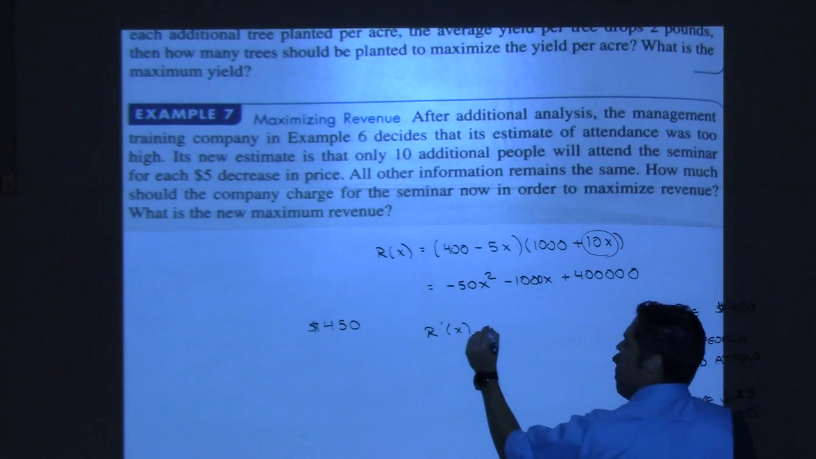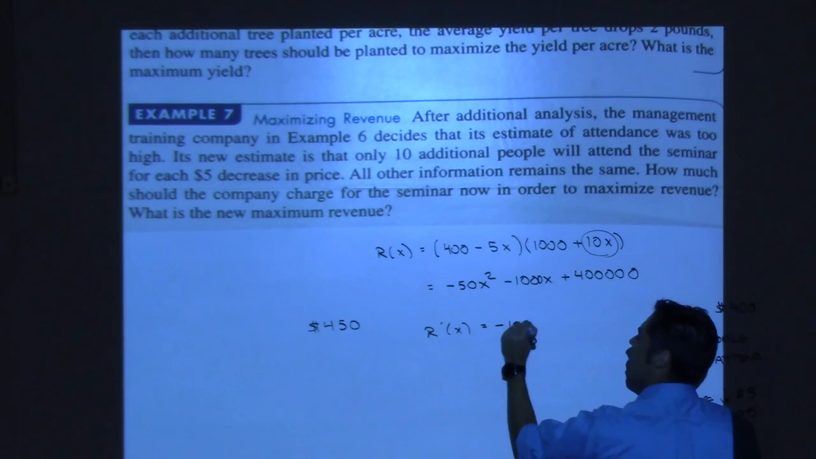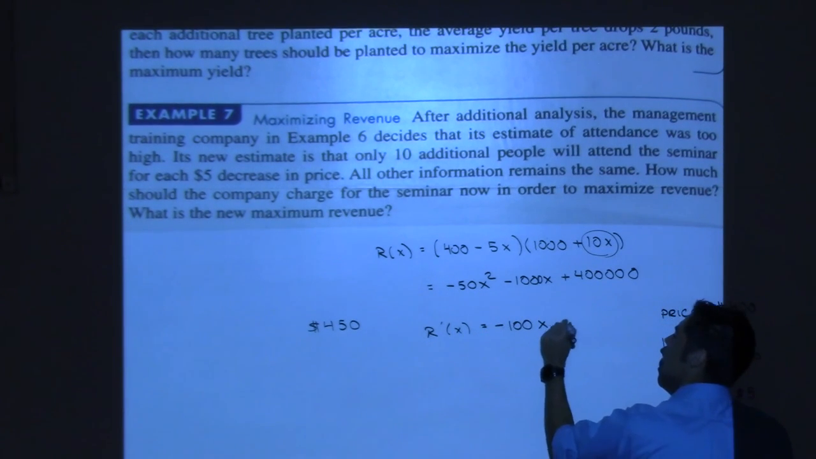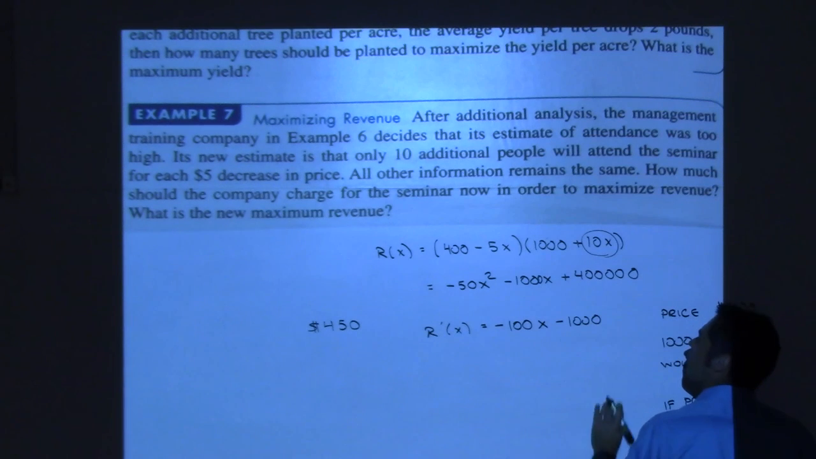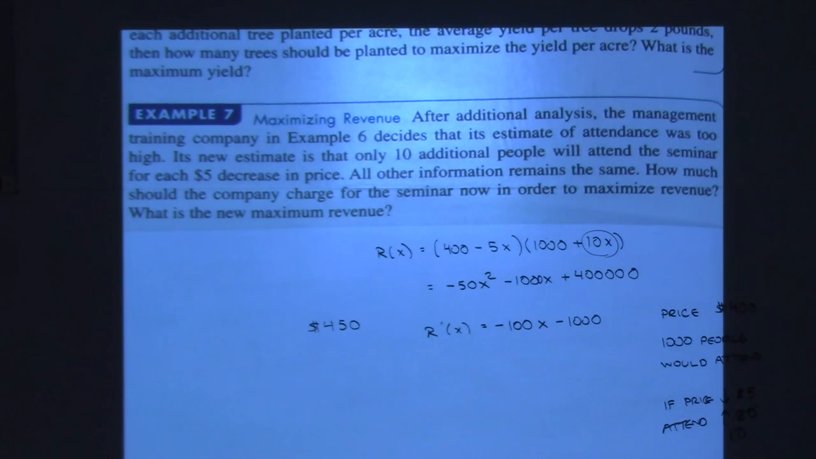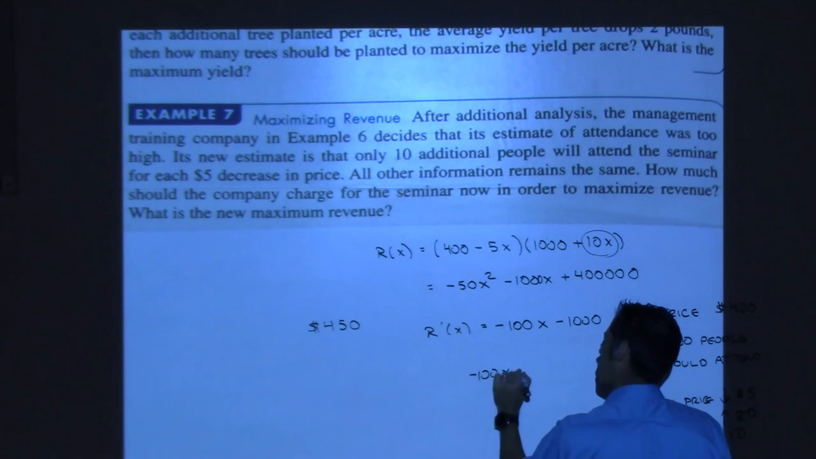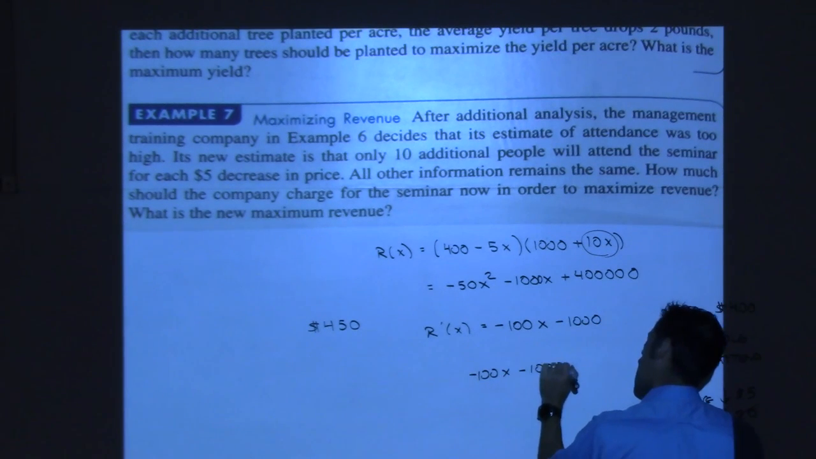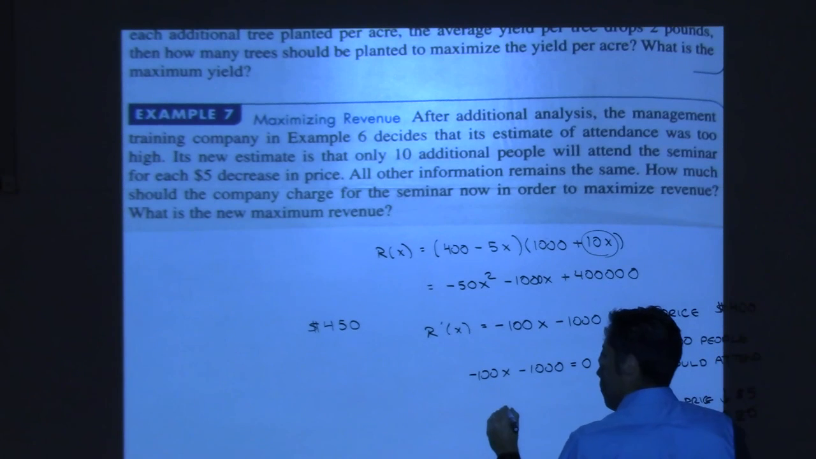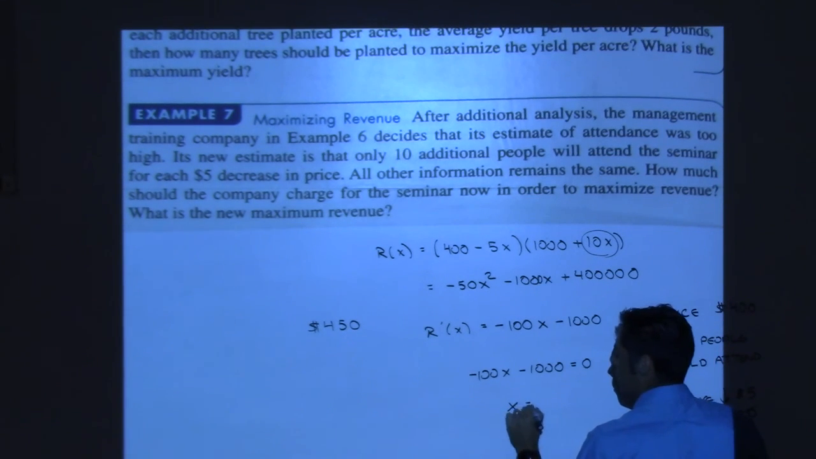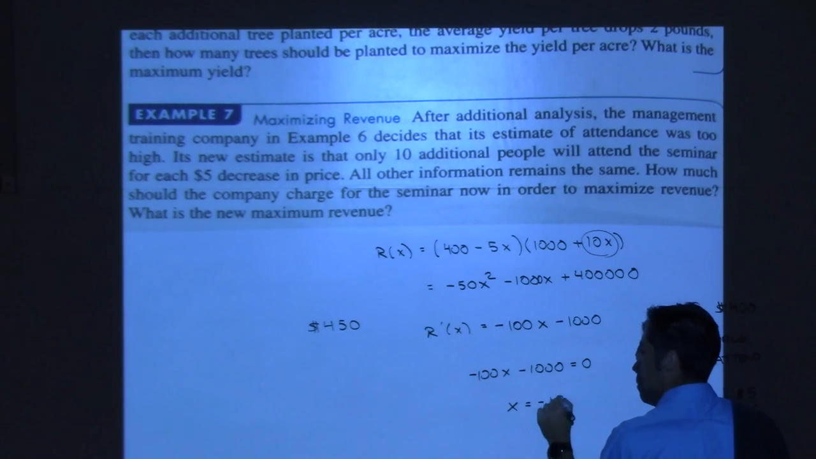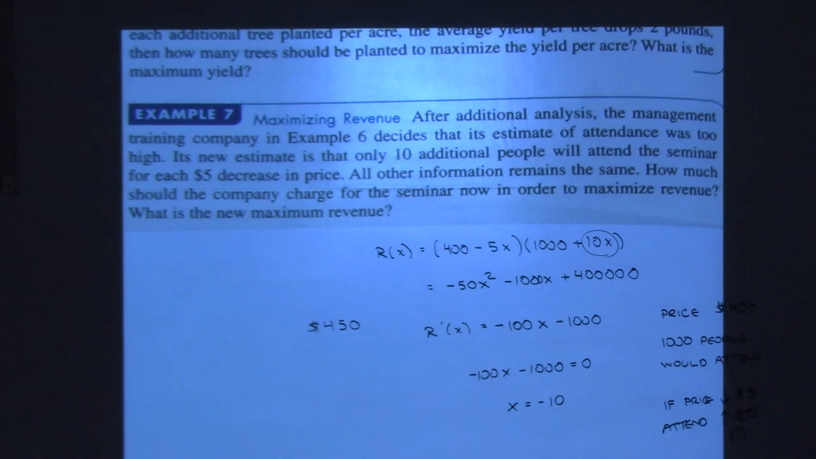And then all the math is different though. What happens here? You get negative 100x minus 1,000. And then you set that equal to 0. When you solve that, you're going to get a negative number, negative 10. That means that we don't want to do a price decrease. That means we want to do a price increase.